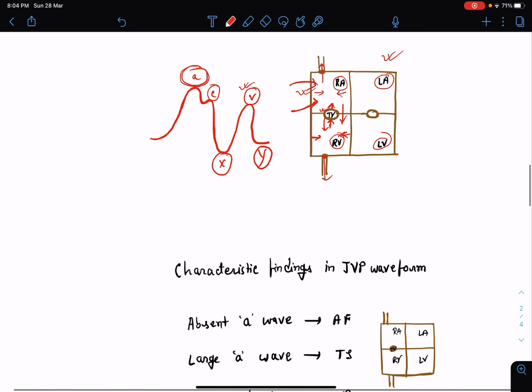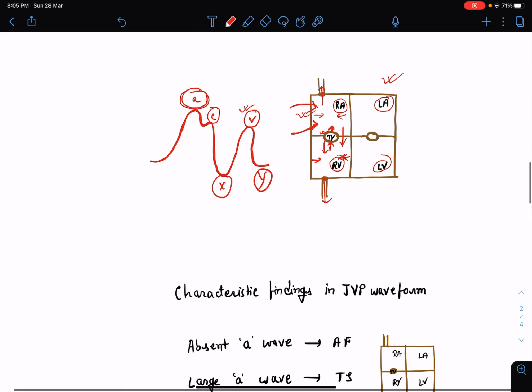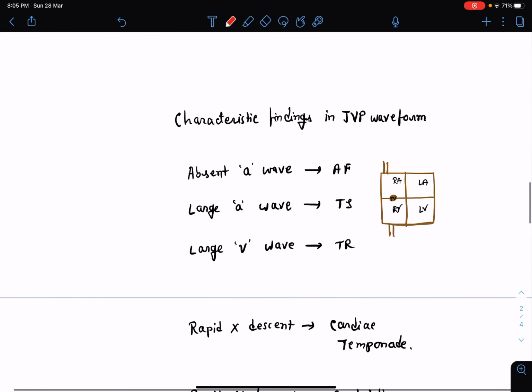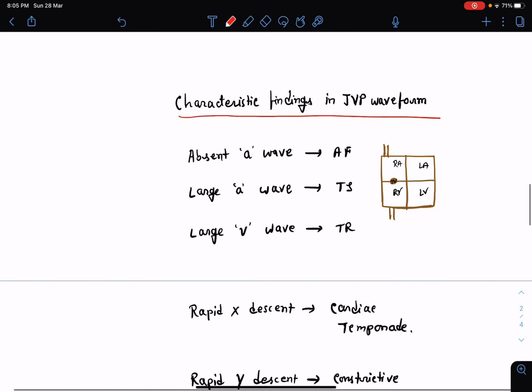So this is about the mechanism behind the various positive and negative waves as we see in the jugular venous waveforms. Now there are certain common abnormalities I wanted to discuss, common abnormalities of the waveforms by which we can diagnose certain diseases. So just for example, absent A wave. We do see absent A wave in case of atrial fibrillation.